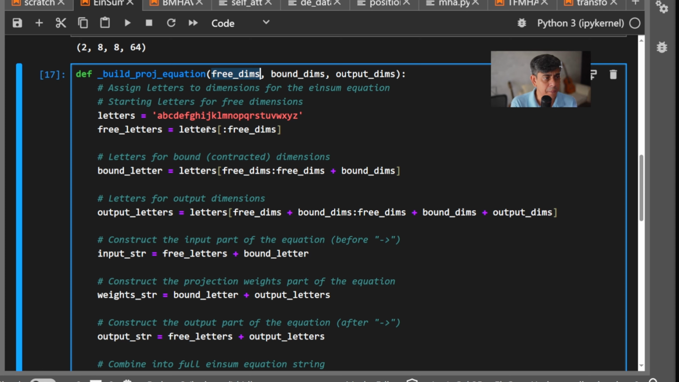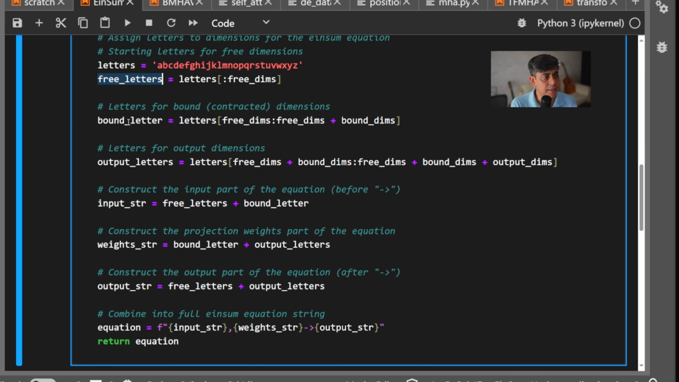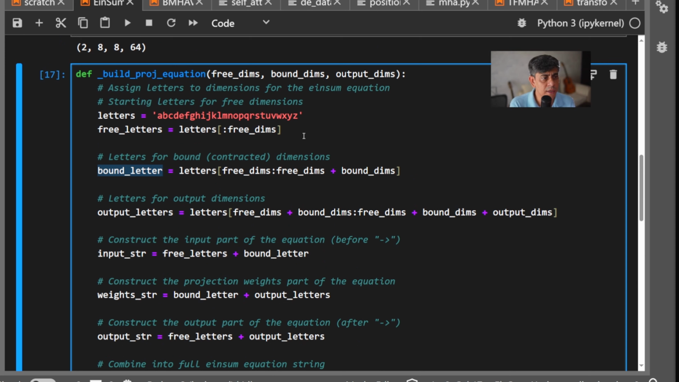So free dimension is 2, which means from the letters A to Z, we take A and B. These are our free letters. Remember that. Then the bound letters. What is a bound letter? Bound letters are those where we will actually do the operation, which is the embedding dimension. In this case, it is only 1. So therefore, we start from 2 free dimensions and then go up to 2 plus 1, 3, which is nothing but C. So A, B, C we have taken.